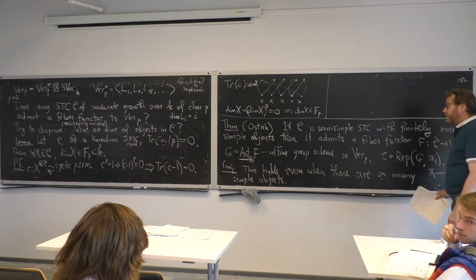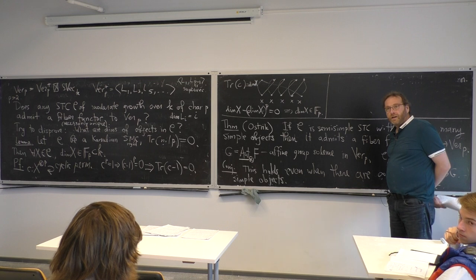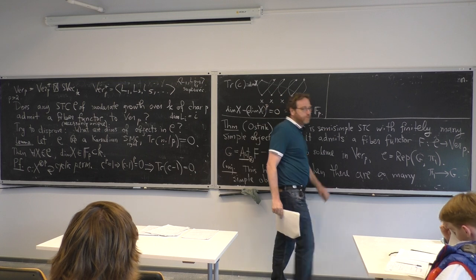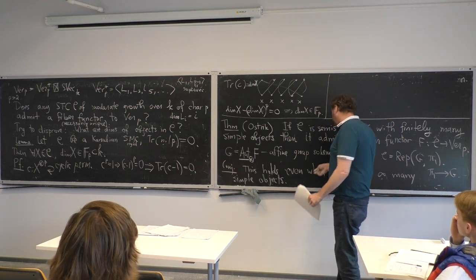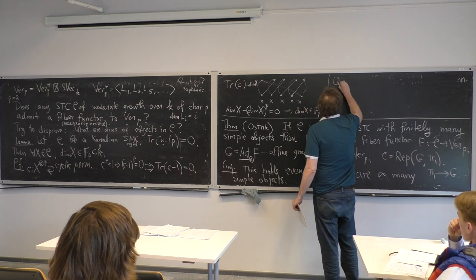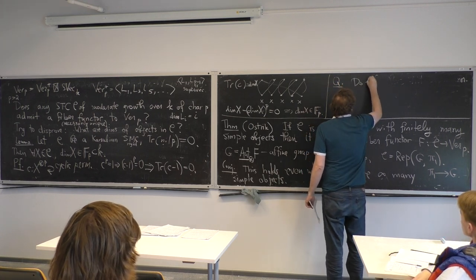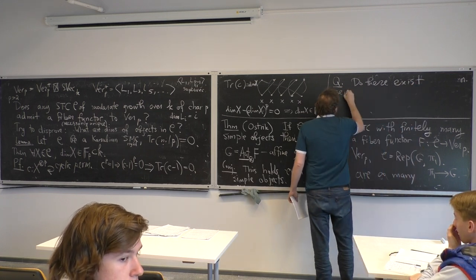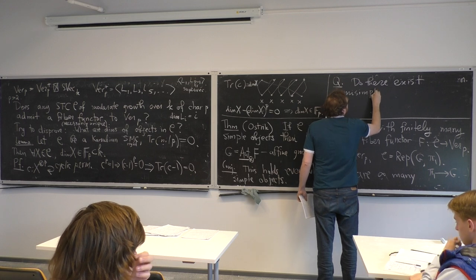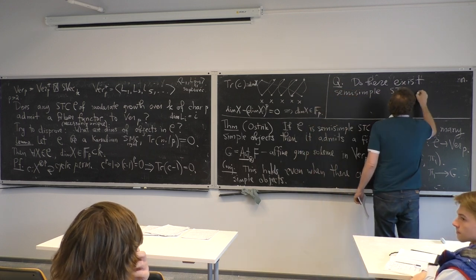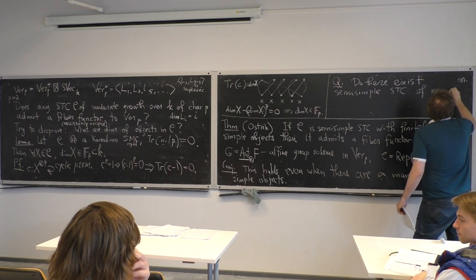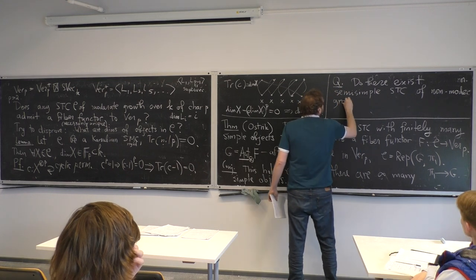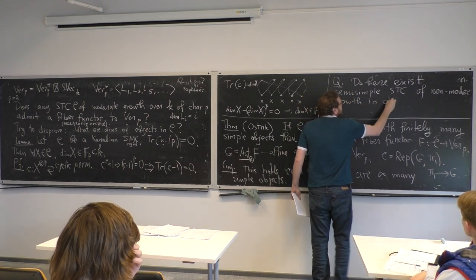And by the way, I should mention, that's right, the conjecture fails for non-semi-simple categories. So this I will explain in a minute. But first, I want to say that there is a question: do there exist semi-simple symmetric tensor categories of non-moderate growth in characteristic P?